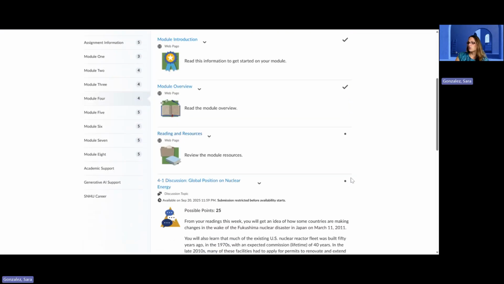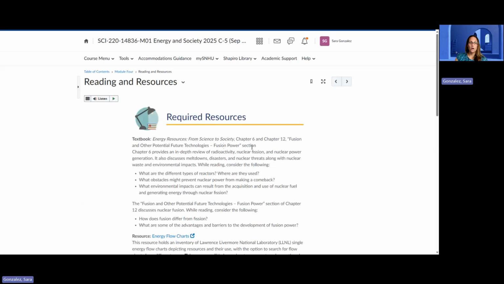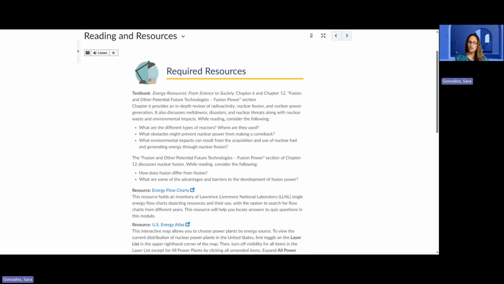For your readings and resources, if you're following along with the textbook, chapters 6 and 12 is where we're going to focus here. So look at chapter 6, looking at fusion and other potential future technologies. So this will look at radioactivity, it'll look at fusion, and look at generation. So we'll get a little bit into some of the type of reactors. It can be a little bit complicated, so we're not going to get too much into it, just kind of introduce them so you're aware of them. Looking at what are those certain obstacles that might prevent a comeback into the nuclear industry, and also some of the environmental impacts.